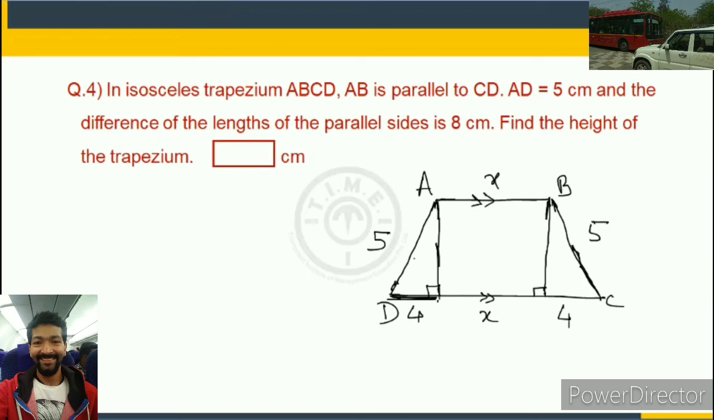This is a right angle triangle, 5, 4. What's the triplet that is striking here? That's nothing but 3, 4, 5, a very standard Pythagorean triplet, right? So find the height of the trapezium. That's it. This is the height of the trapezium. 3 centimeter would be the required answer.